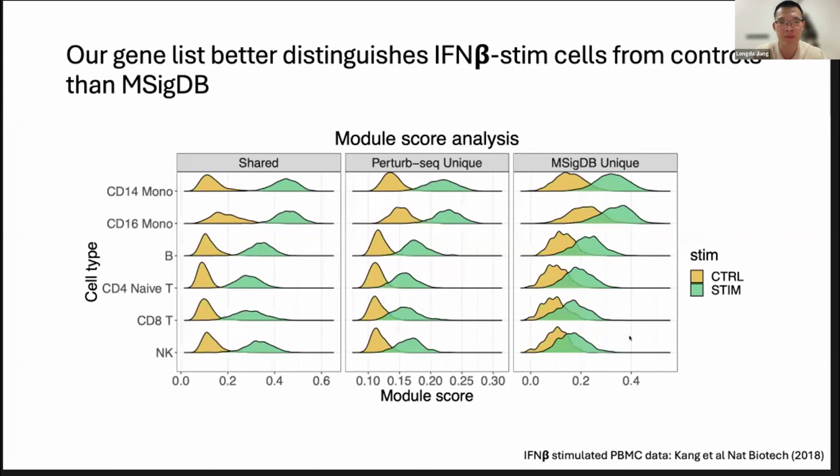Take the interferon beta stimulated PBMC data, for example. This time, we performed a module score analysis using the shared genes, our Perturb-seq unique genes, and the MSigDB unique genes, respectively. And we found that the shared genes and our unique genes can well distinguish the interferon beta stimulated cells from the control cells consistently across different cell types. However, the MSigDB unique genes only perform well in some of the cell types, for example the monocytes, but not in the other cell types. So this really highlights the comprehensiveness and the accuracy of the pathway genes that we learned from our multi-context strategy, while MSigDB genes seem to suffer from certain limitations.